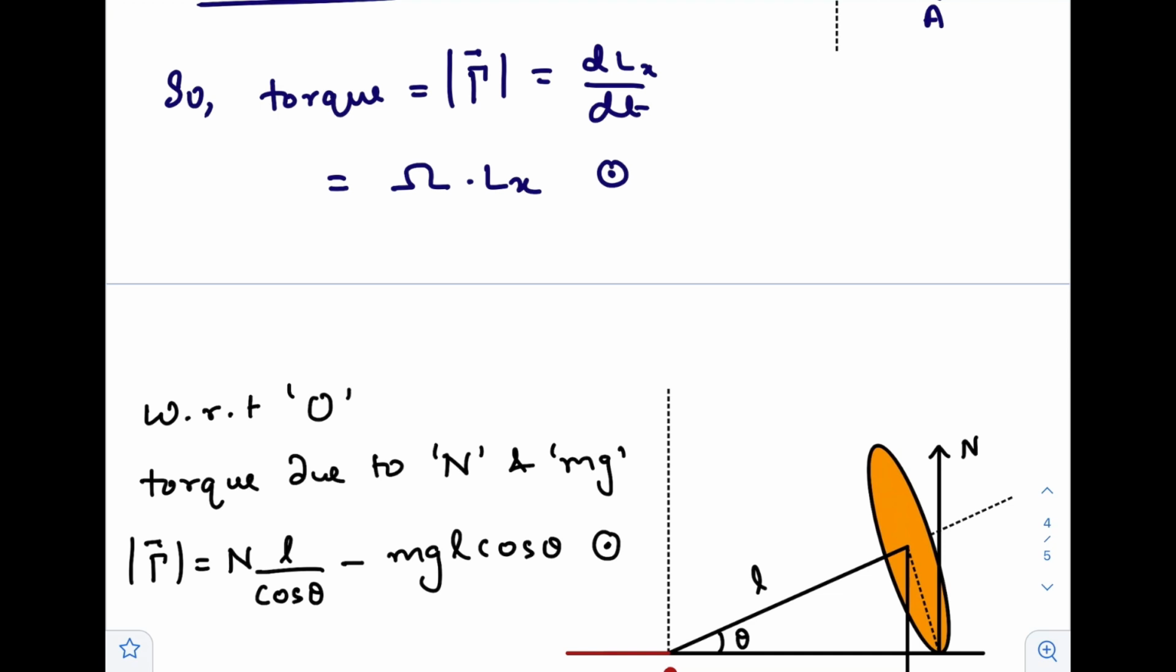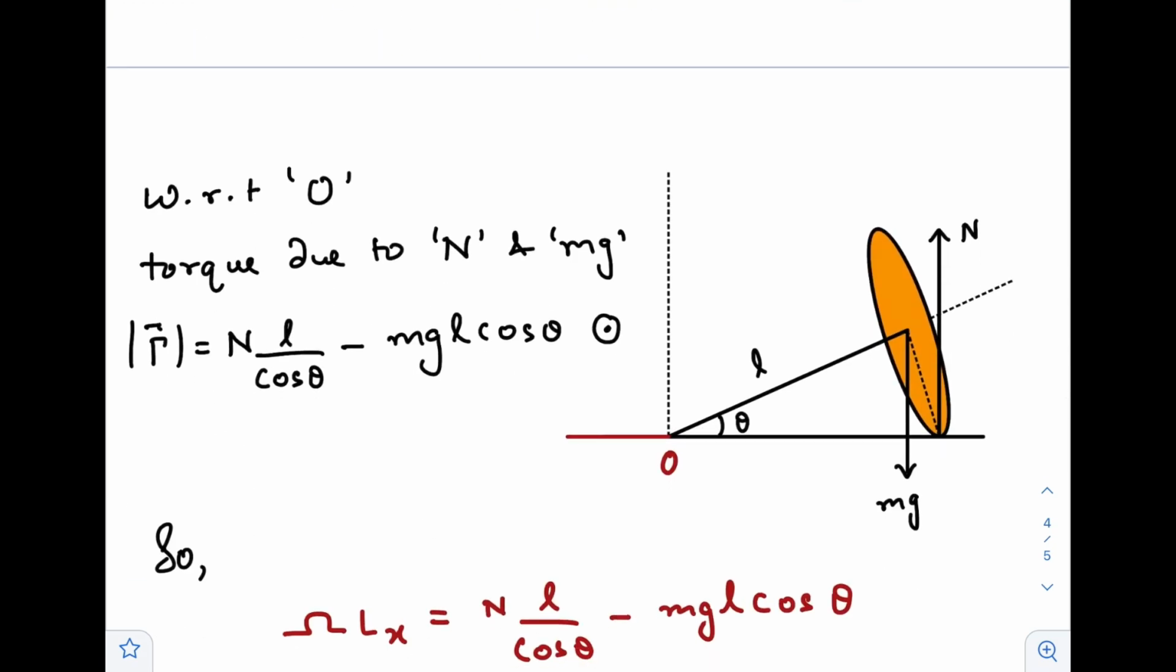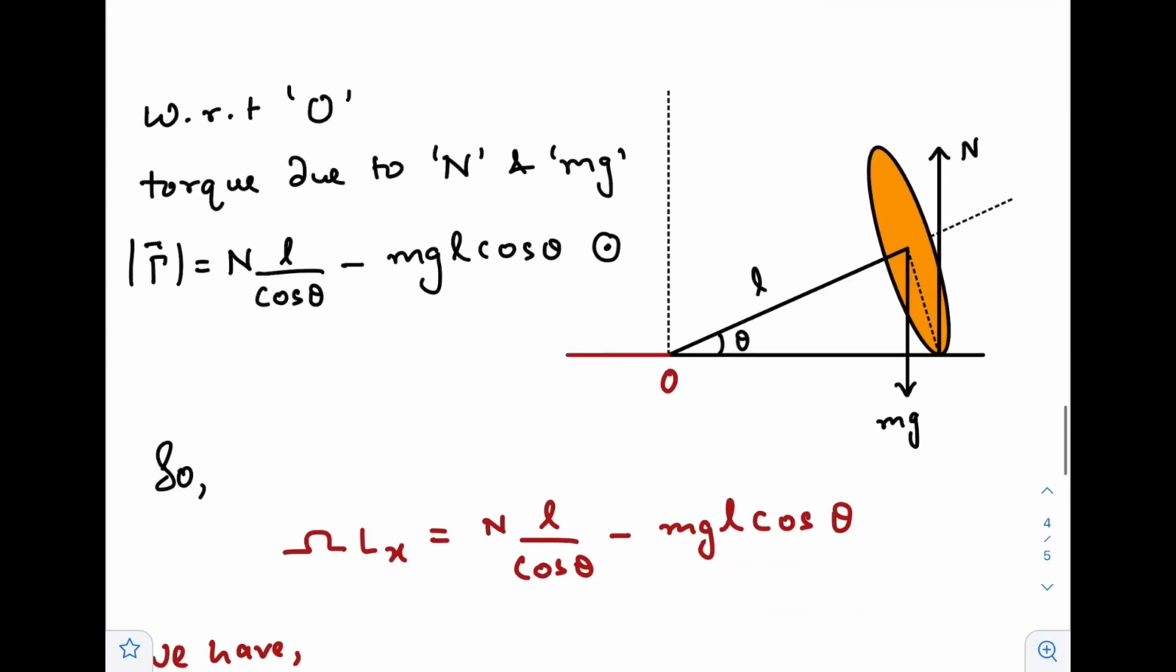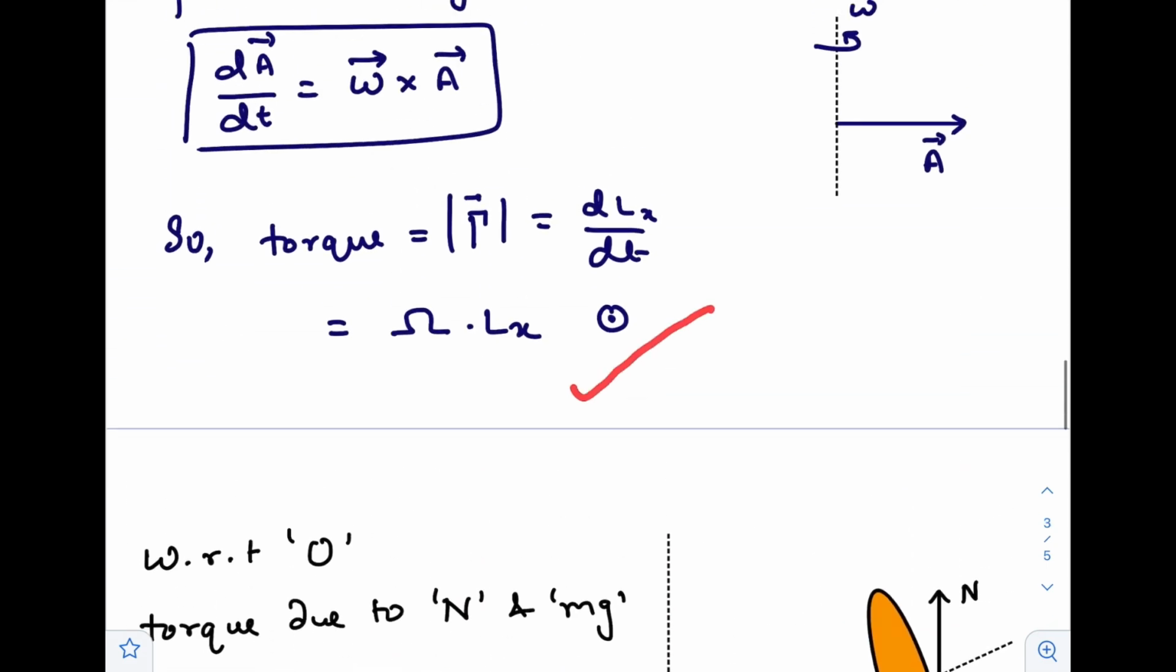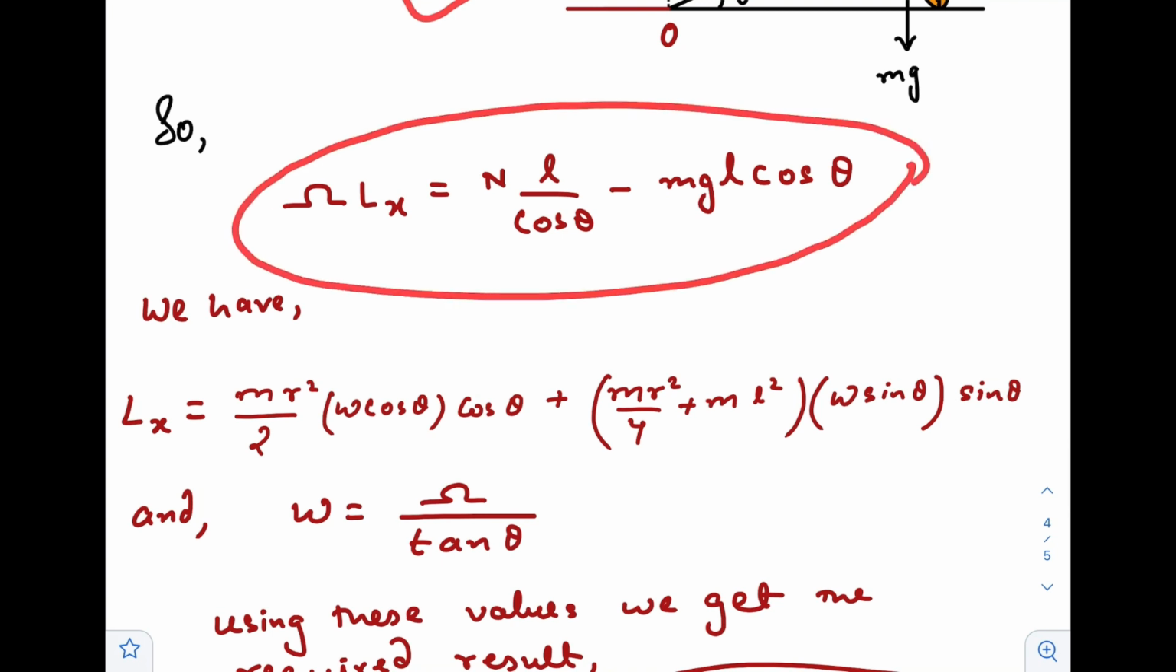Now we need to compare it with the torque that is actually created by the gravitational force and the normal force. So with respect to point O, the clockwise torque is due to mg and the anticlockwise torque is due to N. Of course the anticlockwise torque will be more because the resultant is dot. So with respect to O, the anticlockwise torque due to N is N times this perpendicular length, which is L by cos theta, minus the clockwise one, that is mg times L cos theta. Simple.